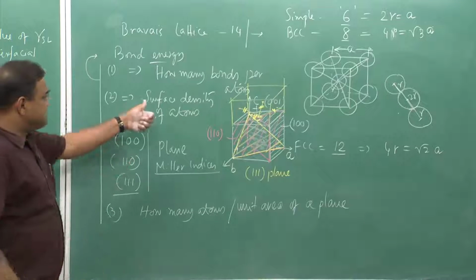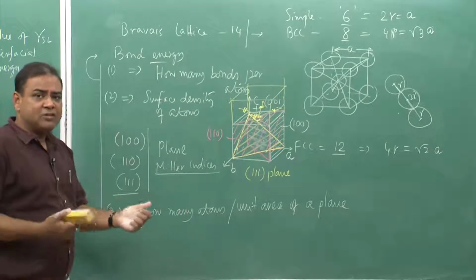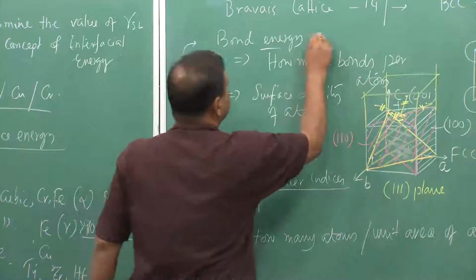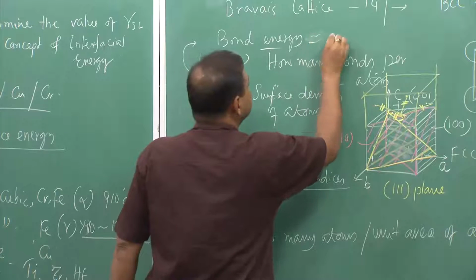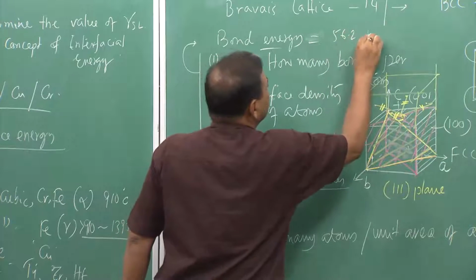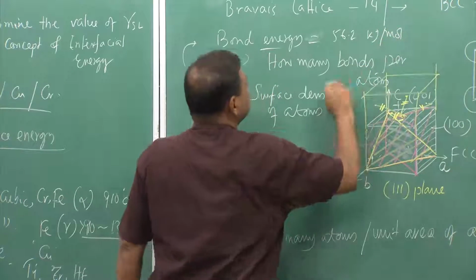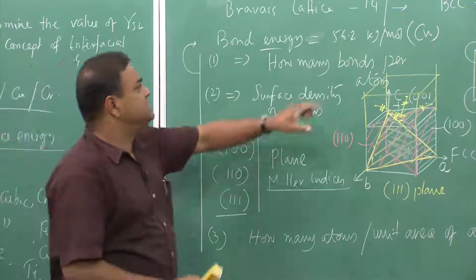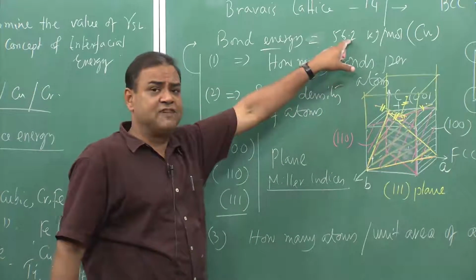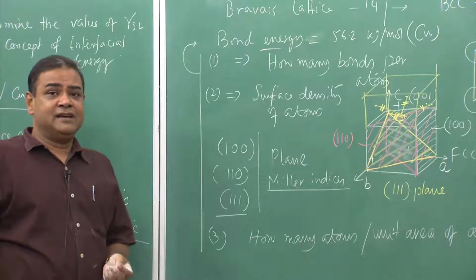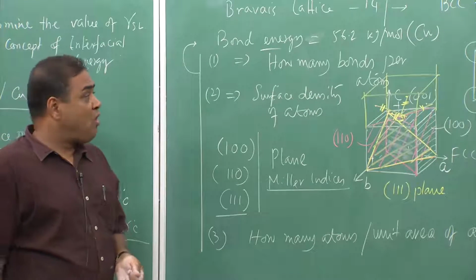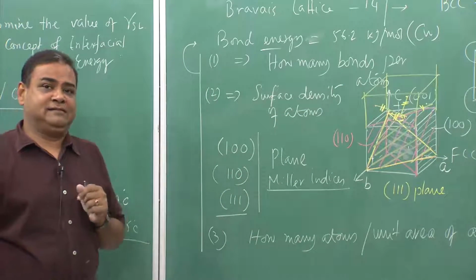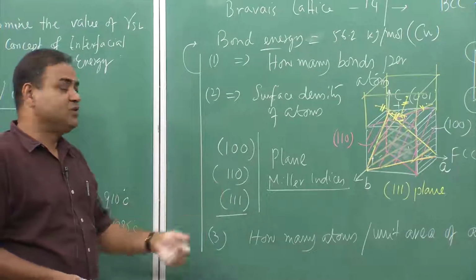Each metal has a specific bond energy. For example, in the case of copper, the bond energy we can find is 56.2 kilojoule per mole. I will check the value and come back to it, because we will calculate the surface energy of copper for this 001 plane, or a family of 100 planes.